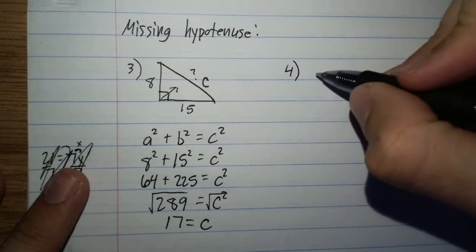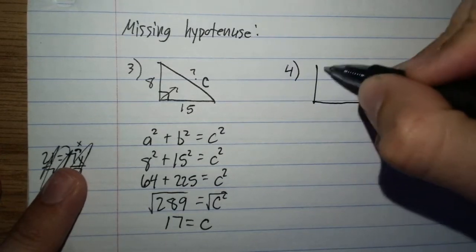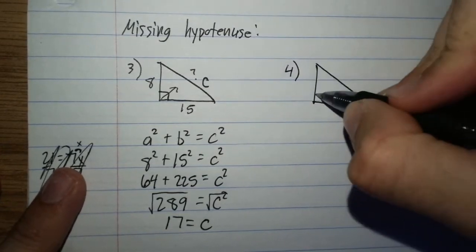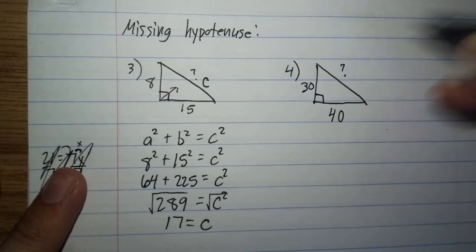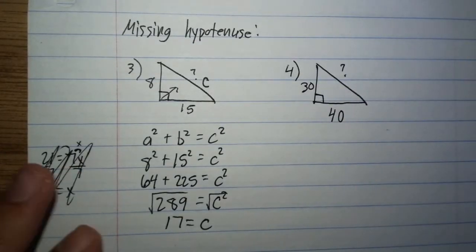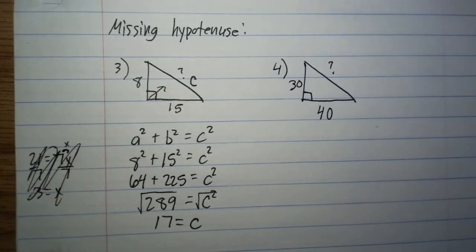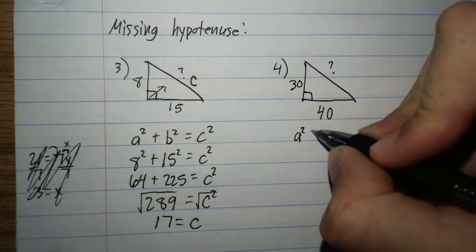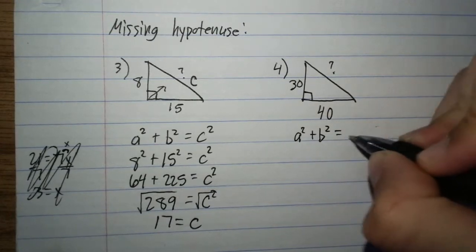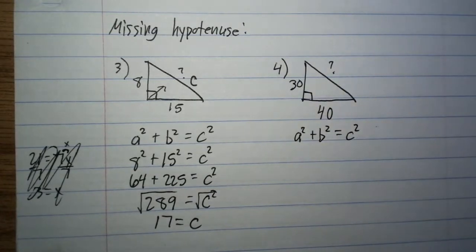Okay, I'm going to give you this one, let you work on it. Okay, 30, 40, and you're looking for that missing hypotenuse over there. Okay, go ahead, pause this video, come back to it when you're done, and check your work. See how you did. See if we're getting it.